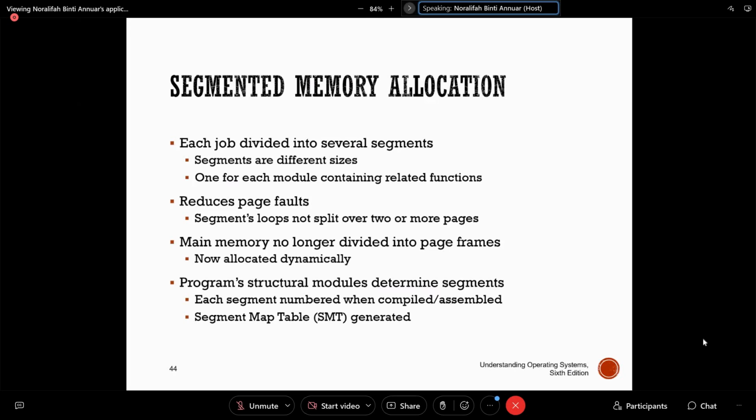Okay, the job will be divided into a number of segments. Each segment have different sizes. Okay, and then what about memory? How are you going to divide the partition inside the memory? So this sama concept with dynamic partition. So the allocated dynamically. So there will be segments size. Okay.